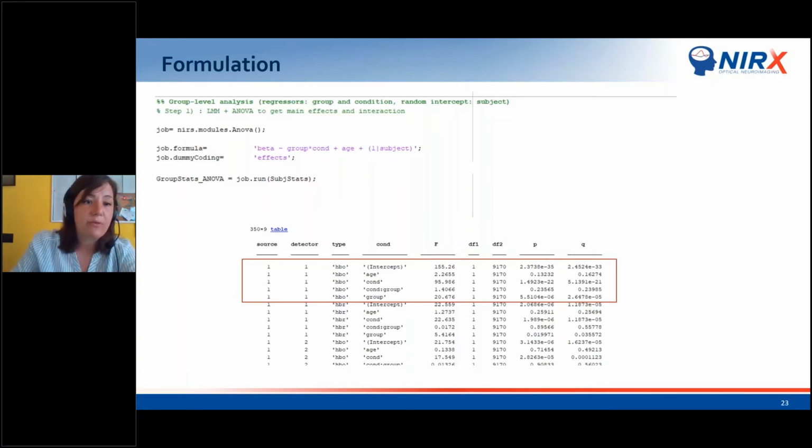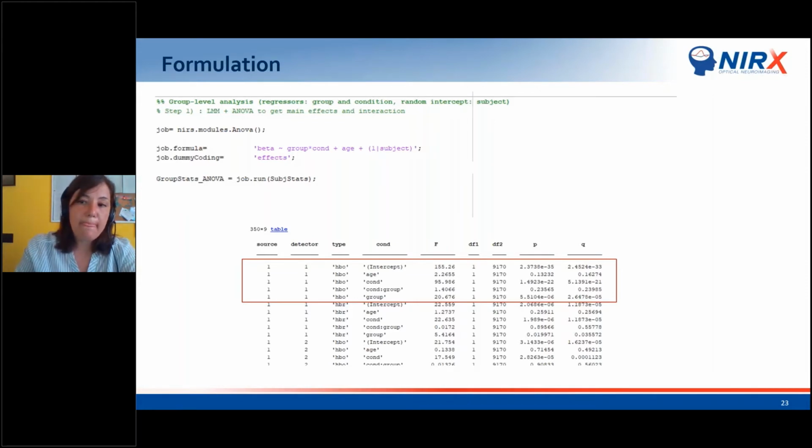You see the formula I wrote: beta equal to group by cond plus age, and this 1 by subject is the random factor that I was talking about. Here I'm only adding a random intercept for the subject.